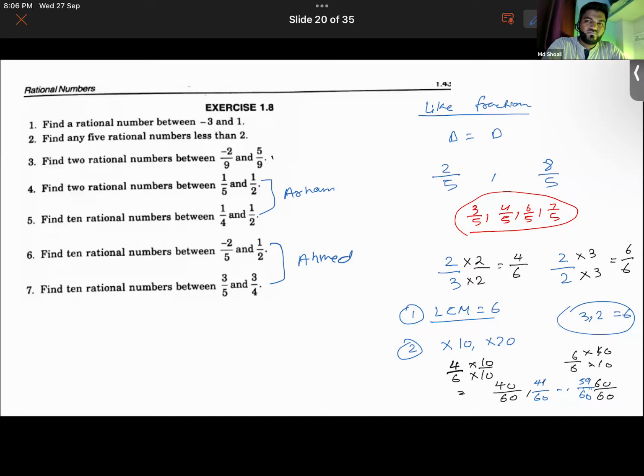Sir, is it necessary for us to do the first step, like finding the LCM, then multiply? Finding the LCM, no, that is not necessary. Depending upon the question, it varies. It just depends upon the question.